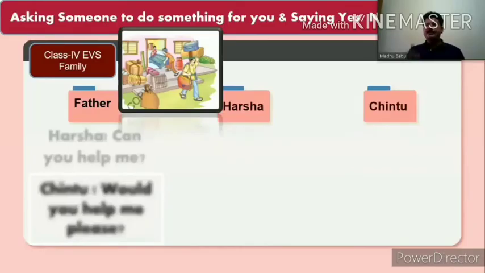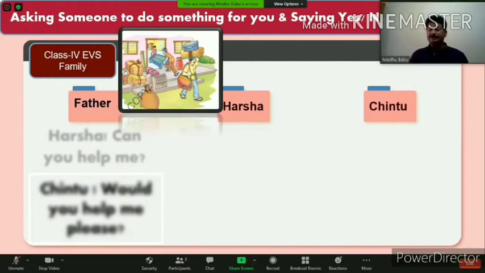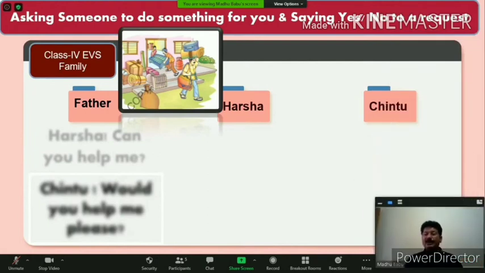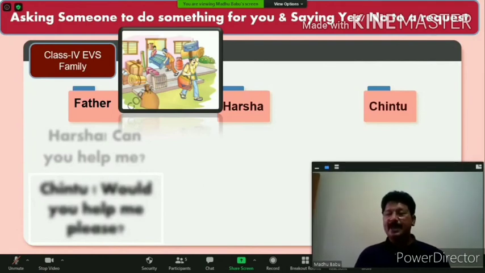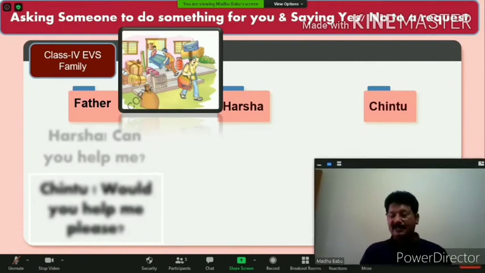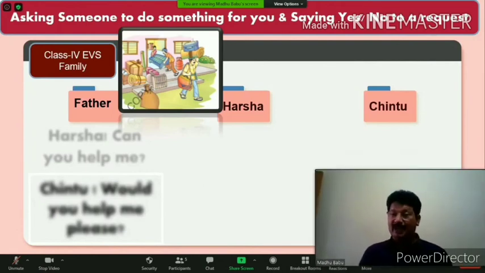Right. So now look at this. This is the situation which we have taken from class 4, and the lesson is unit 1, My Family, from environmental science from our new textbooks. So the situation is, father has been transferred to somewhere, and what he's doing is he's bringing all the material to their home. Now let us see how the father is asking help from the child.